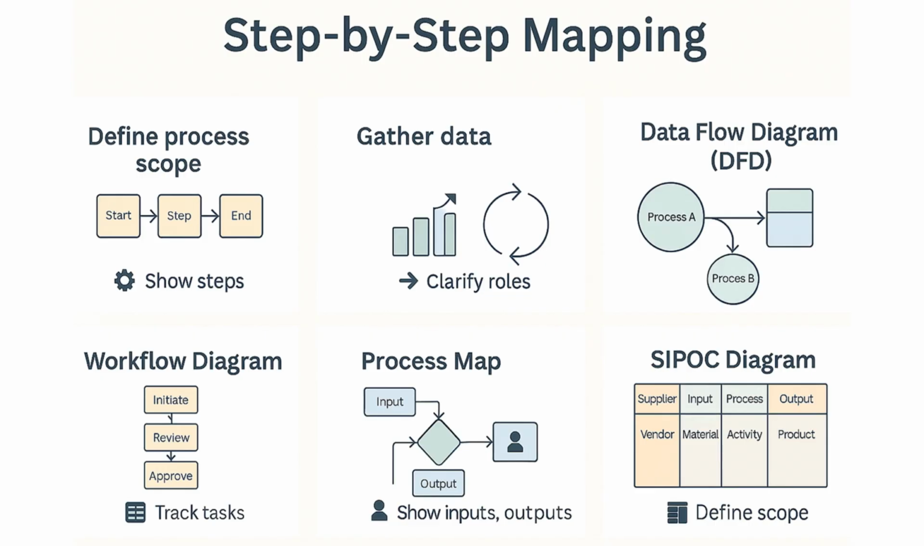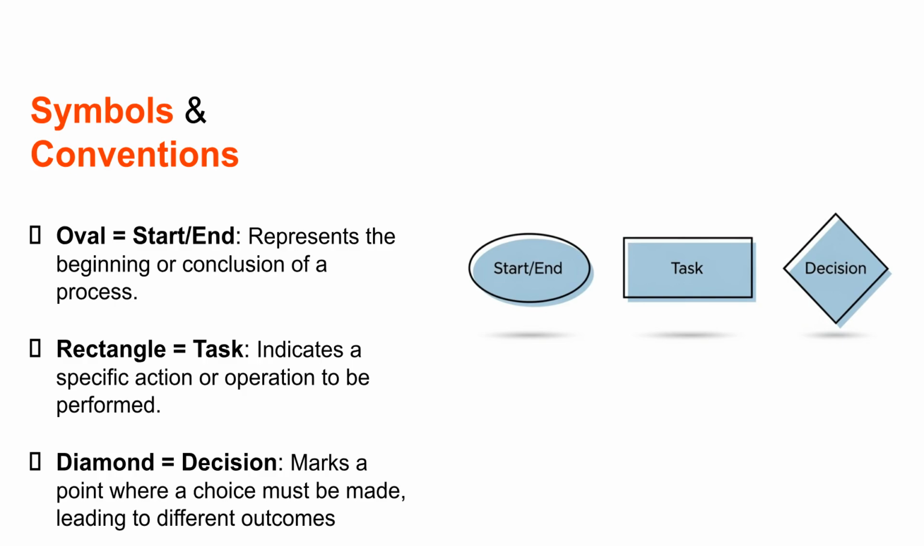Step-by-step mapping involves defining the process scope, gathering relevant data, and using different diagram types to track tasks and define inputs and outputs. Key flowchart symbols include the oval for the start or end of a process, the rectangle for a specific task or action, and the diamond to indicate a decision point.